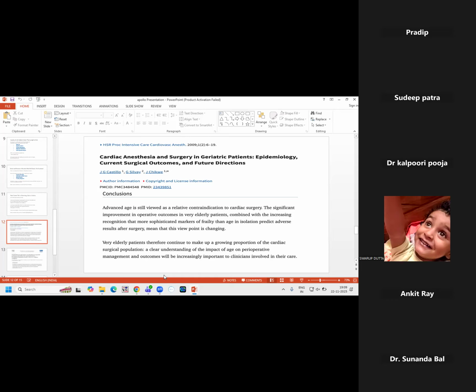If his physiological age is 40 years, but his actual age is 80 years, we have to take consent from his family members. Yes, there is family support when he goes back home. Yes, definitely. Many times it happens that we take consent only from family members.